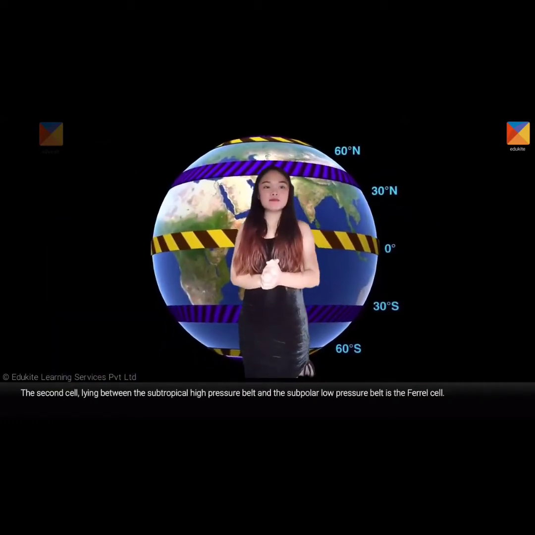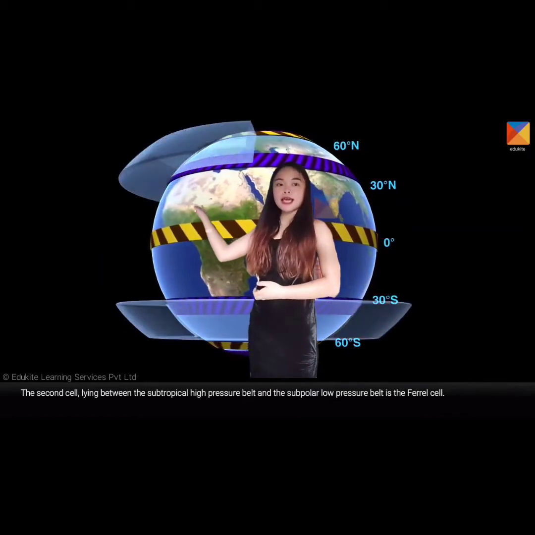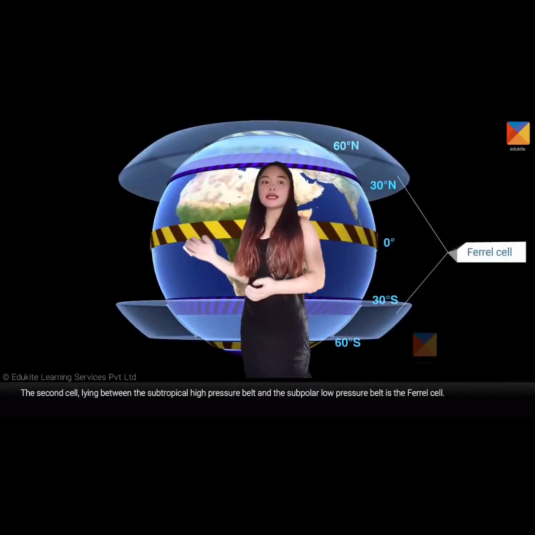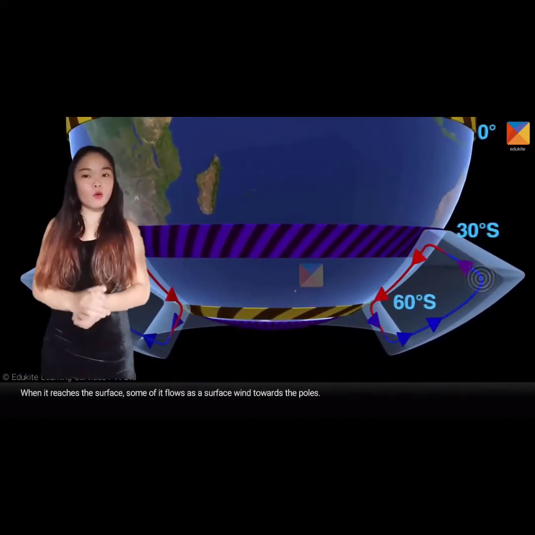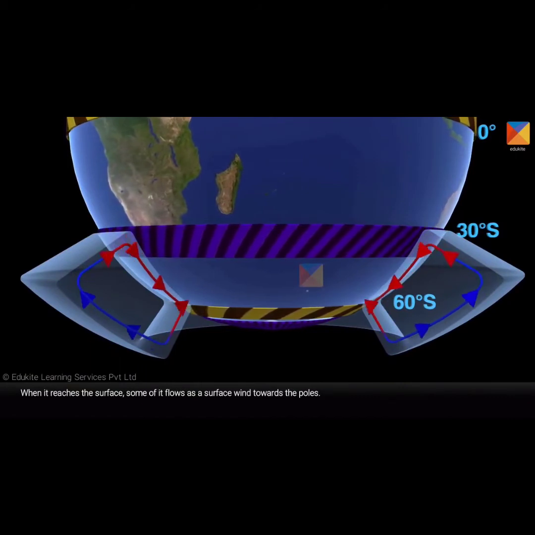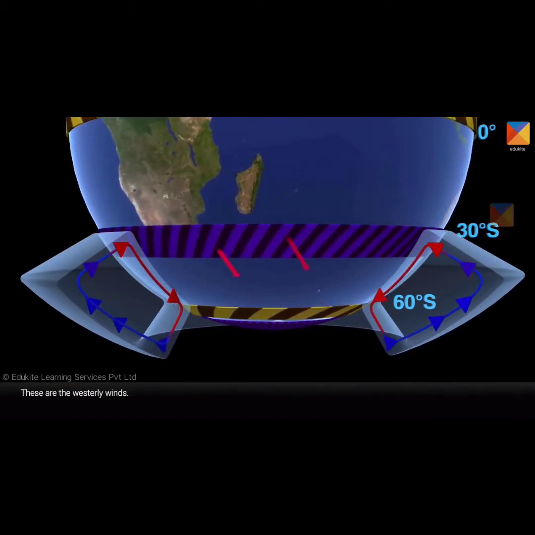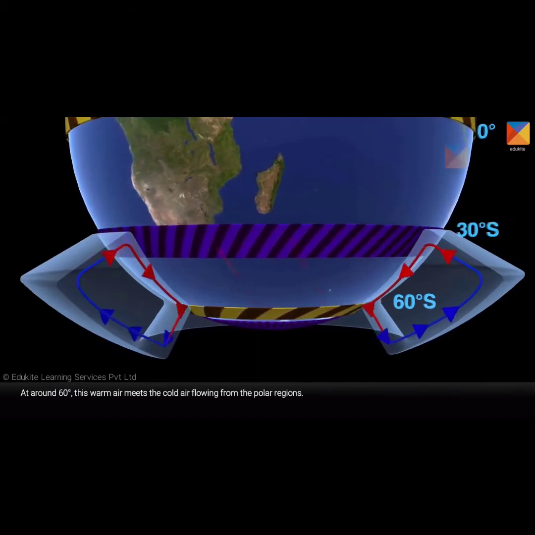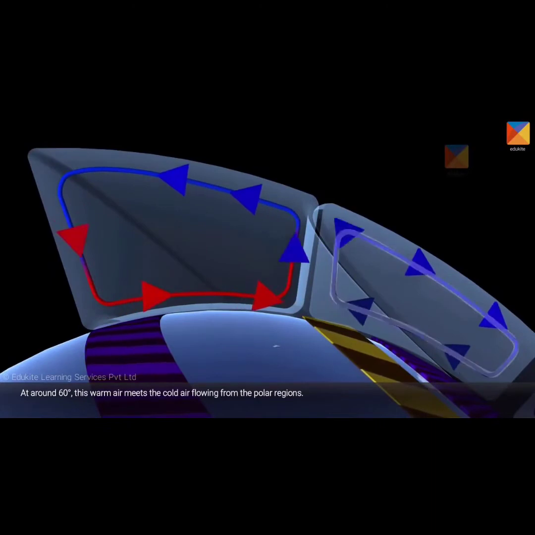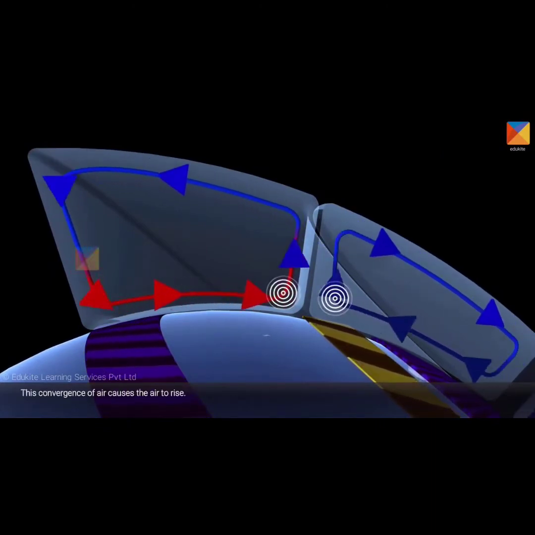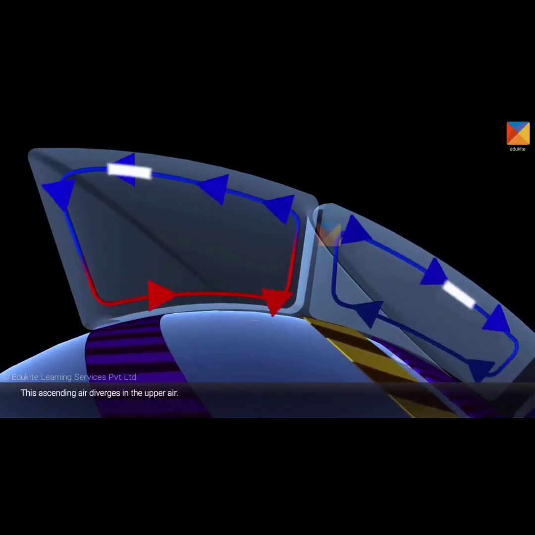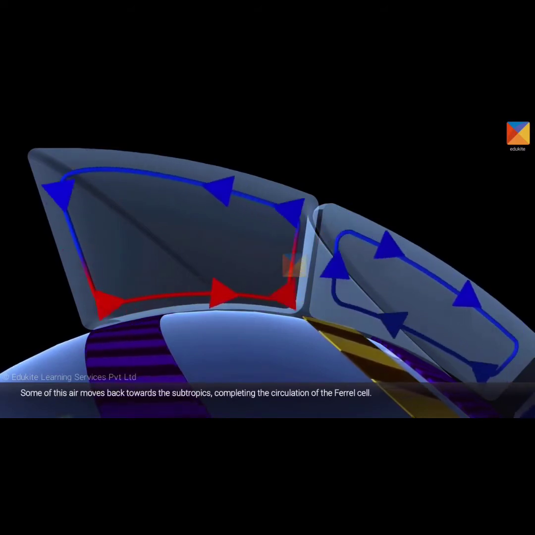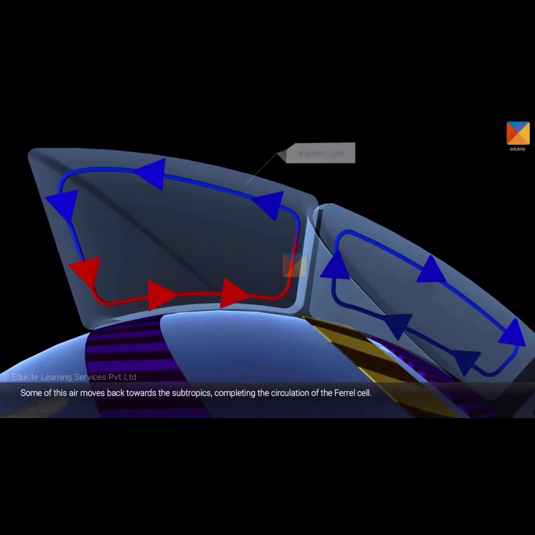The second cell, lying between the subtropical high pressure belt and the subpolar low pressure belt, is known as the Ferrel cell. At 30 degrees north and south, the air warms as it subsides or sinks. When it reaches the surface, some of it flows as surface wind towards the poles. These are the westerly winds. At around 60 degrees, this warm air meets the cold air flowing from the polar regions. This convergence of air causes the air to rise. This ascending air diverges in the upper air. Some of this air moves back towards the subtropics, completing the circulation of the Ferrel cell.